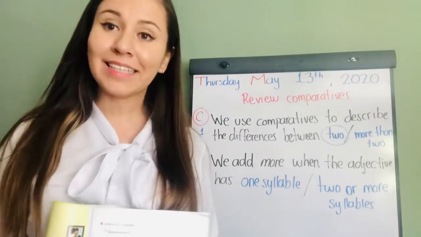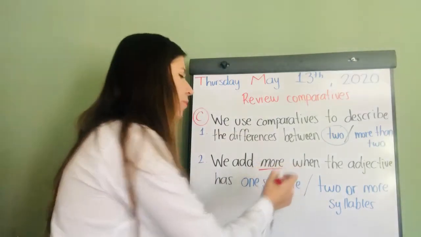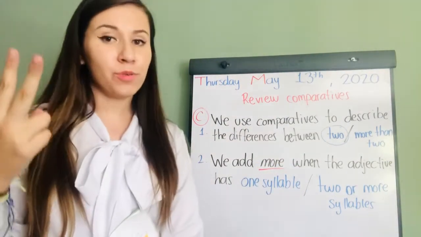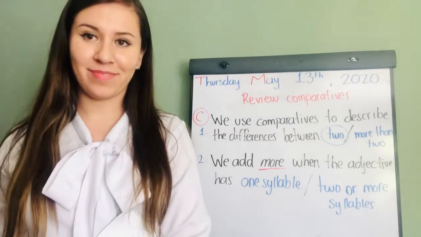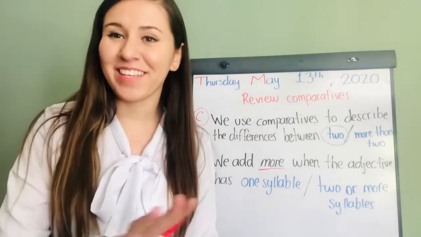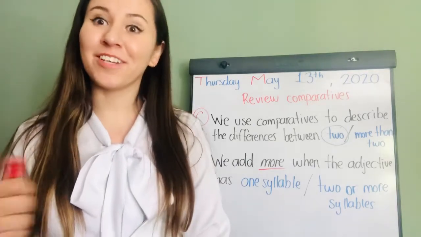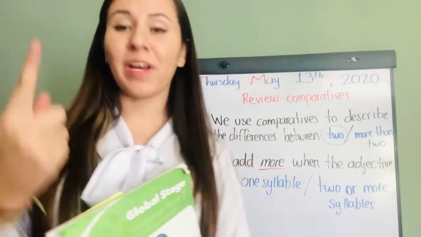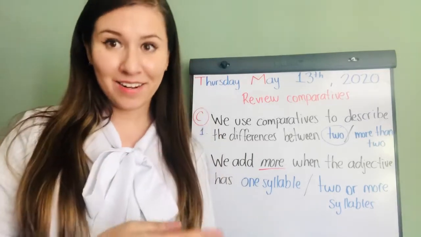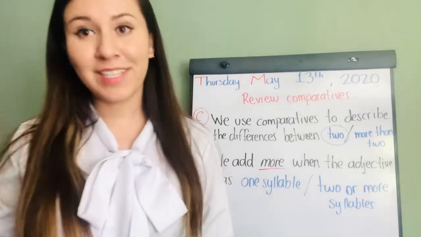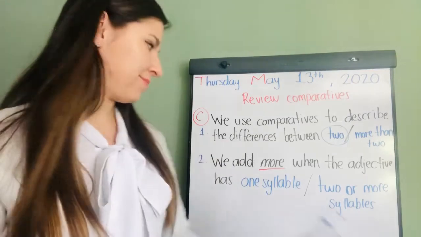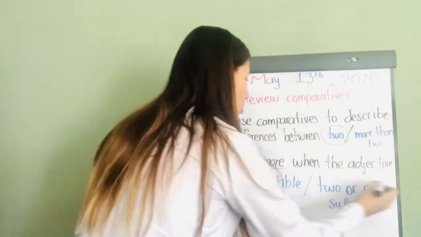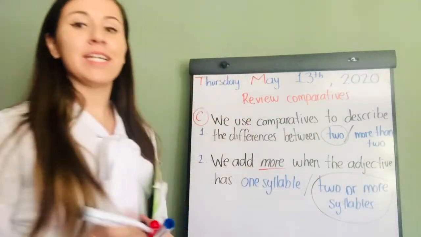Sentence number 2. We add more when the adjective has one syllable or two or more syllables. I hope that you know this answer too, because we also saw it in the last class. So remember, if we have one syllable, we have to add the ending er. If we have two or more syllables, we have to add more. So the answer here is two or more syllables.